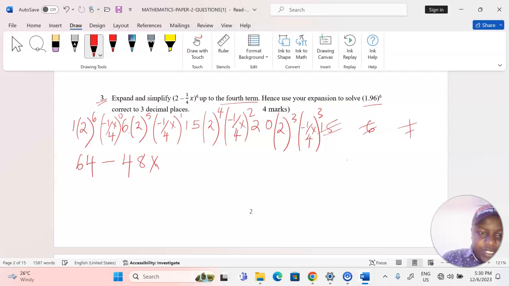But x is now introduced. The next should be a plus because negative has been raised to an even index. So 2 power 4, which is 16, times 15. We have 15 times 16 multiplied by, when we have negative a quarter x squared, this one becomes positive 1 out of 16 x squared. Therefore, now I'm going to take 15 by 16 times 1 out of 16. This becomes 15 x squared.